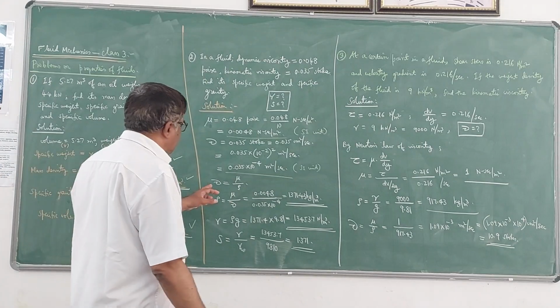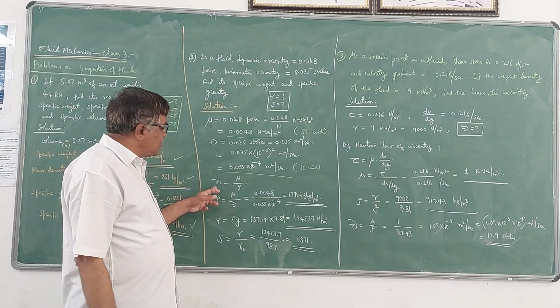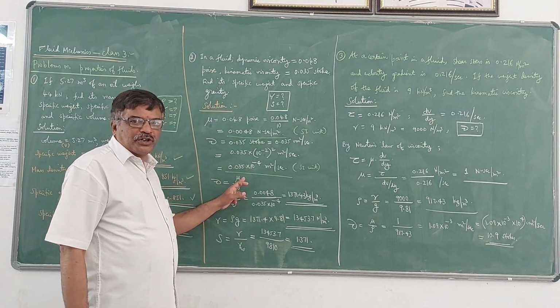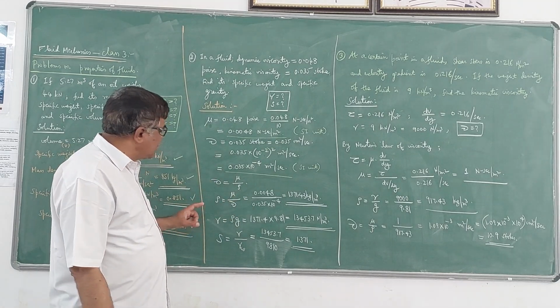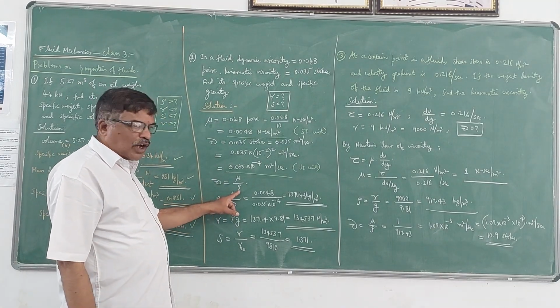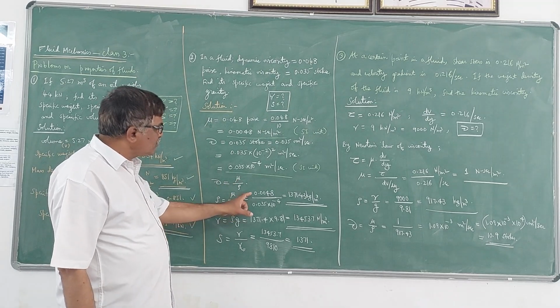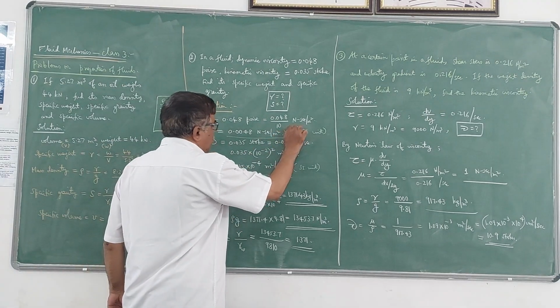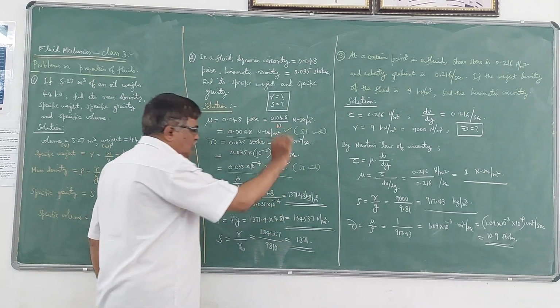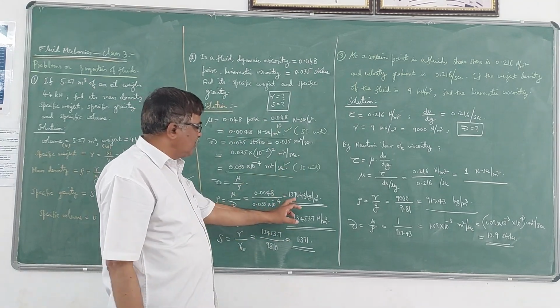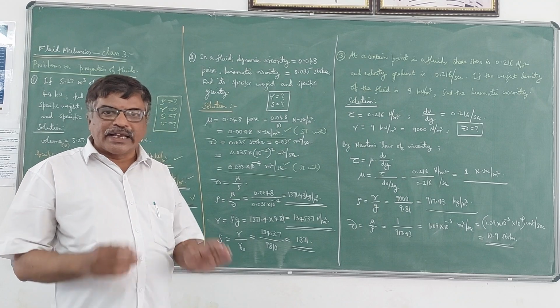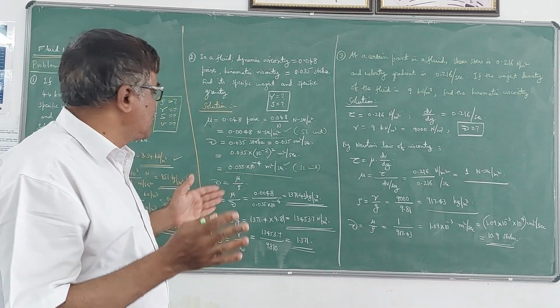Now, according to the definition of kinematic viscosity, it is the ratio of dynamic viscosity to mass density of the fluid. Therefore, I want rho now. So rho is equal to mu divided by nu. Substitute the value of mu and the value of nu. If you simplify, you get 1371.43 kg per meter cube. That is the SI unit of rho.